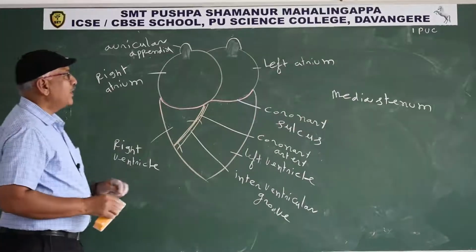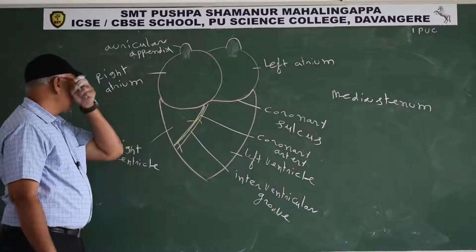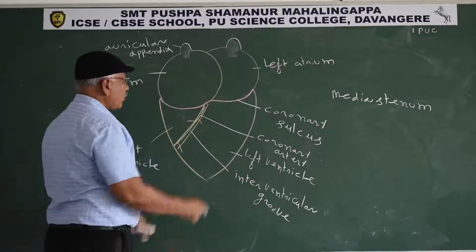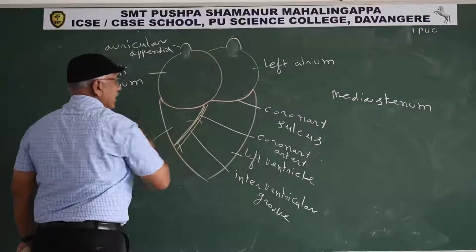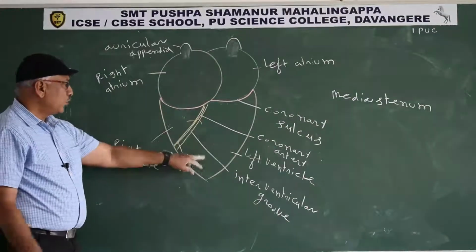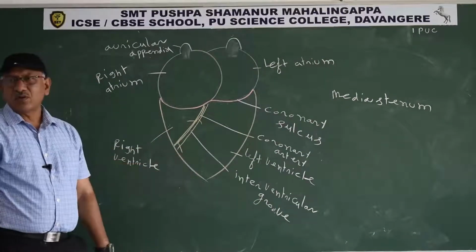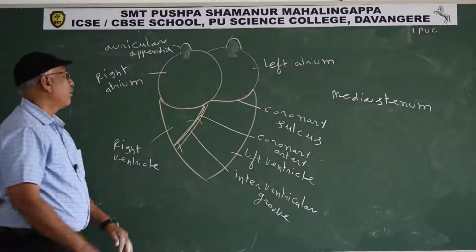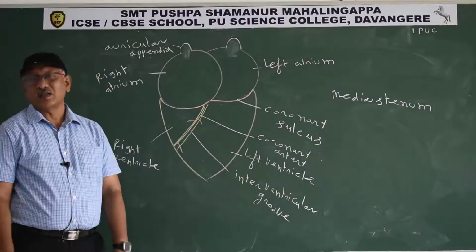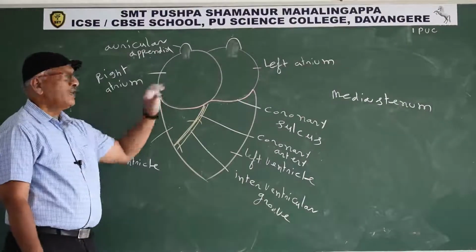So the heart is present in the mediastinum. It is four-chambered: two atria and two ventricles. The atria and ventricles are externally separated by a groove known as the coronary sulcus. The two ventricles are externally separated by a groove known as the interventricular groove. Inter means between. The anterior part of the atrium contains an earlobe-like structure known as the auricular appendix. The auricular appendix increases the area of the atria.